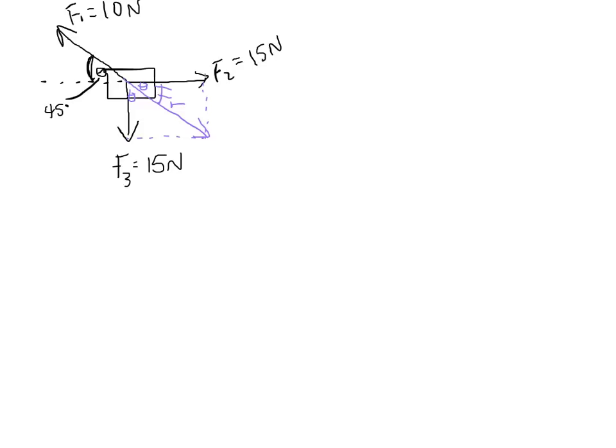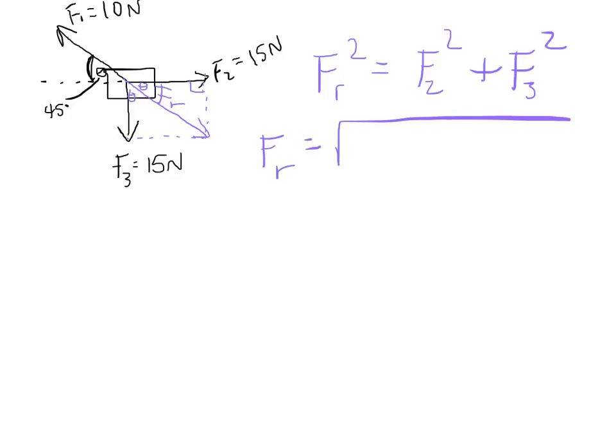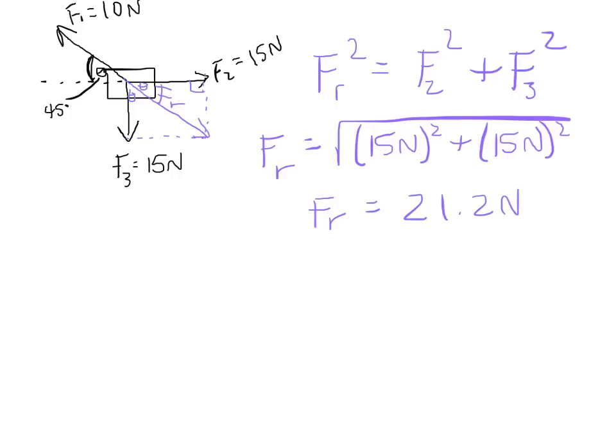Alright, so here's our recreated drawing. And so I know that I can solve for my FR, which is opposite of that right angle, making it our hypotenuse, by using our Pythagorean theorem. And so I know that FR squared is going to be equal to F2 squared plus F3 squared. Okay. So I can find FR by taking the square root of the quantity 15 newtons squared plus 15 newtons squared. And when I plug and chug all of that into my calculator, I get 21.2 newtons.